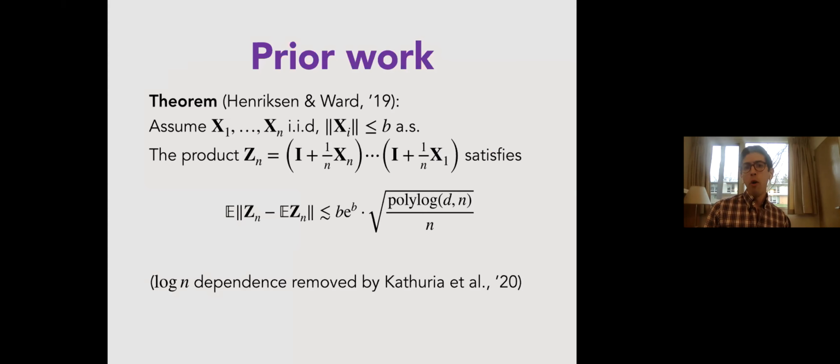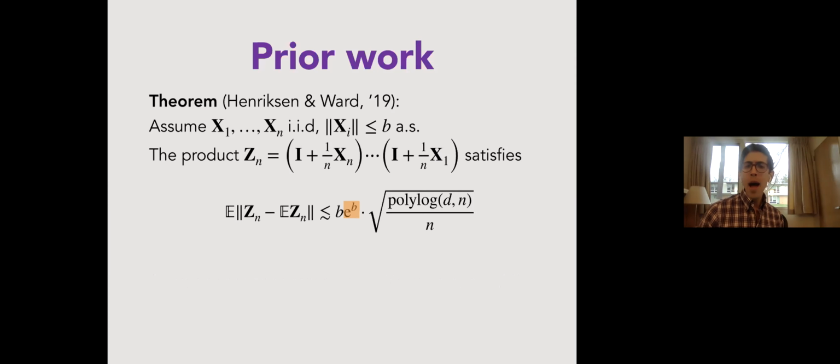So this was the starting point for our work, this work of Henriksen and Ward. And the question is, is this right? Is this the right bound that we should expect for this object? And maybe the first thing you might say is, what about this exponential dependence on B? Is this correct or not?